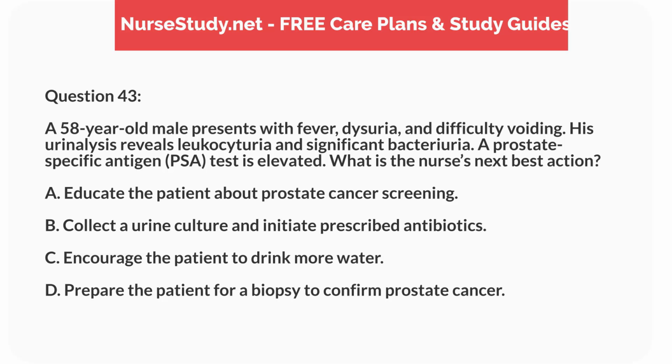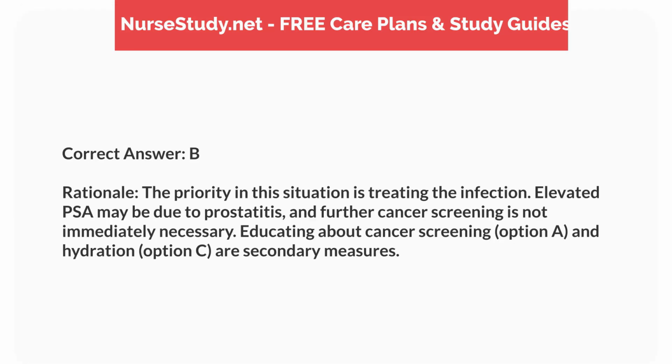B. Collect a urine culture and initiate prescribed antibiotics. C. Encourage the patient to drink more water. D. Prepare the patient for a biopsy to confirm prostate cancer. Correct answer, B. Rationale: the priority in this situation is treating the infection. Elevated PSA may be due to prostatitis, and further cancer screening is not immediately necessary. Educating about cancer screening, option A, and hydration, option C, are secondary measures.